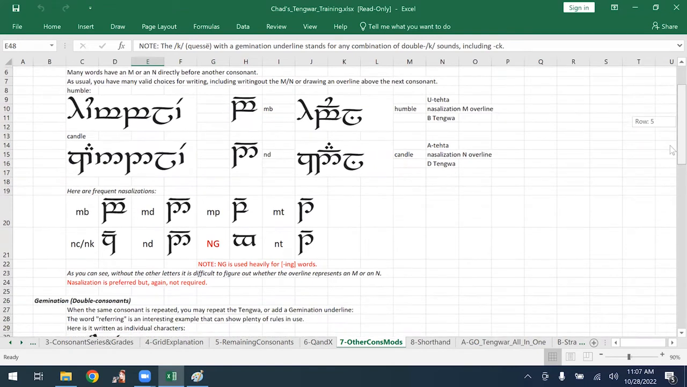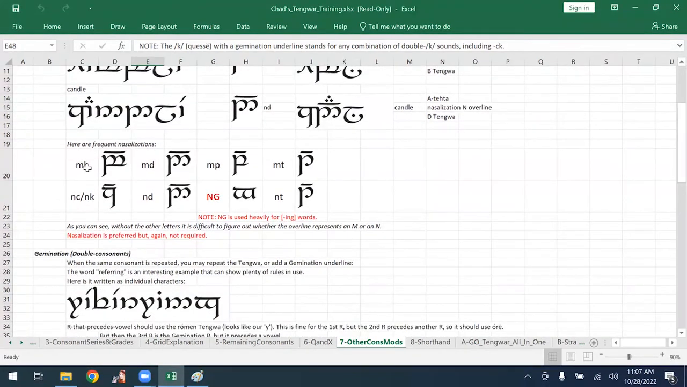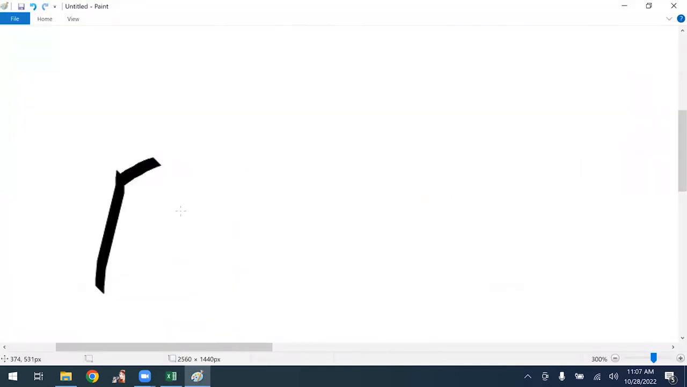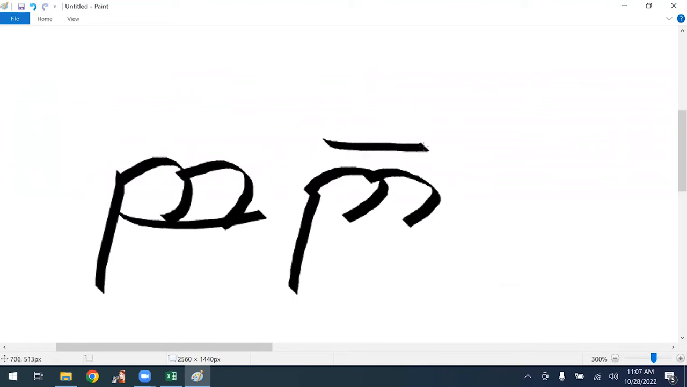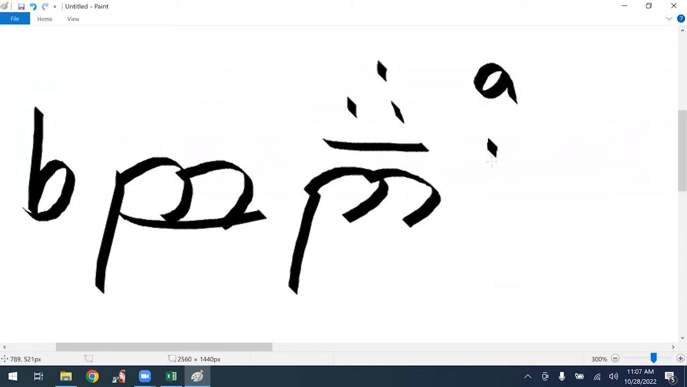Right. Okay. Frequent nasalizations. I just did a little examples here. There's MB, MD, which I don't know when there's an MD. There probably is, like lambda, maybe. So MP, MT, NC or NK, like bank. There's band. So if I was going to write band, see that right here, I would go band. There's the B. And then here's a D. There's an N, and there's an A. Right? B, A, N, D, band.